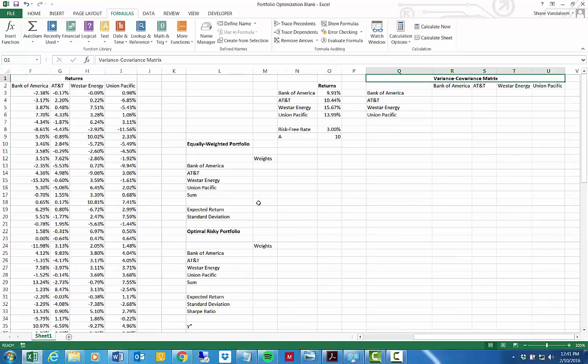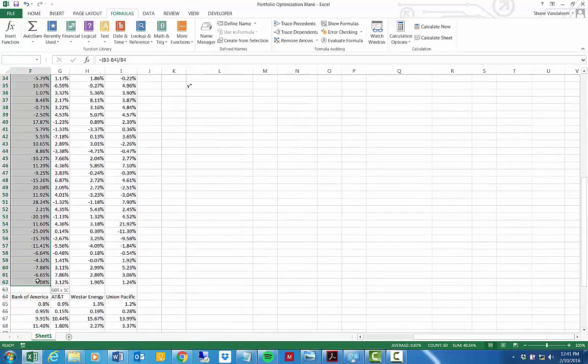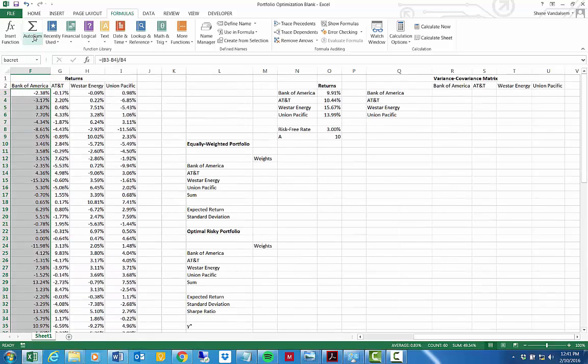And it's easier to name our arrays, so our arrays of returns for each stock, so that we can put them in here easier. So that's what I'm going to do now. Where we name our cells or our arrays is up in this box where it currently says Q1. So what I want to do here is I want to highlight all the Bank of America returns. And I'm going to put in here BAC, that's Bank of America's ticker symbol, RET for return. So now that array, whenever I reference BAC RET, I'm referencing that whole column.